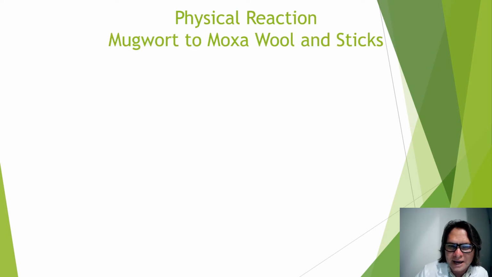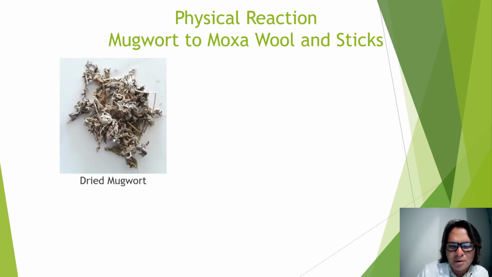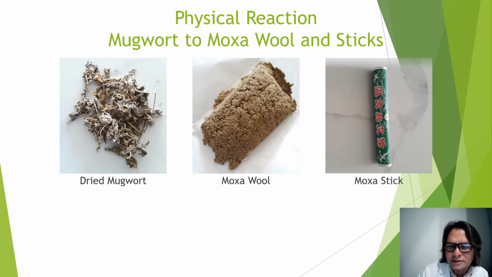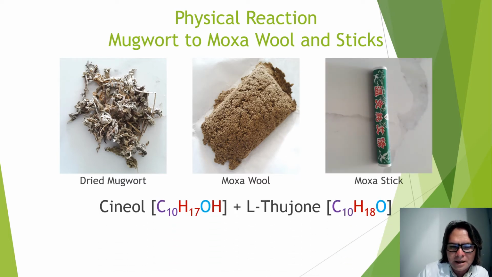And this is the physical reaction. This is going from mugwort to moxa wool and sticks. Here we have dried mugwort, and then it's processed to moxa wool and further processed to moxa sticks. Here's the compound Cineol, which has 10 carbon atoms, 17 hydrogen atoms, 1 oxygen atom, and an additional hydrogen atom. And L-Thujone, which has 10 carbon atoms, 18 hydrogen atoms, and 1 oxygen atom.